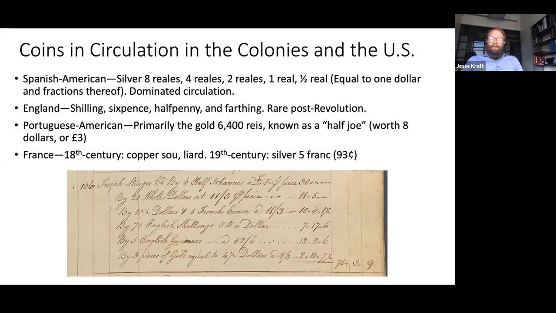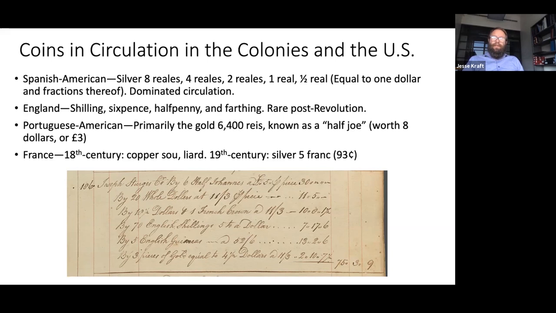We also had French coins in the 18th century. These were a lot of copper coins or billon coins. And then in the 19th century, we had silver 5-franc coins, which were equivalent to 93 cents.